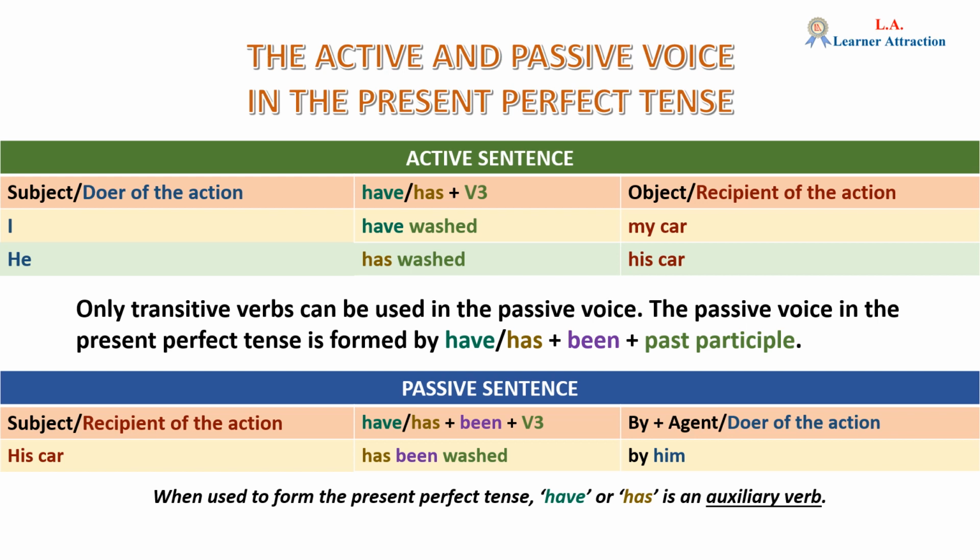The passive voice in the present perfect tense is formed by have or has, plus been, plus past participle. Passive sentence. The subject, or the recipient of the action: his car. Have or has, plus been, plus verb 3, or the past participle: has been washed. By, plus the agent, or the doer of the action: by him. His car has been washed by him. When used to form the present perfect tense, have or has is an auxiliary verb.